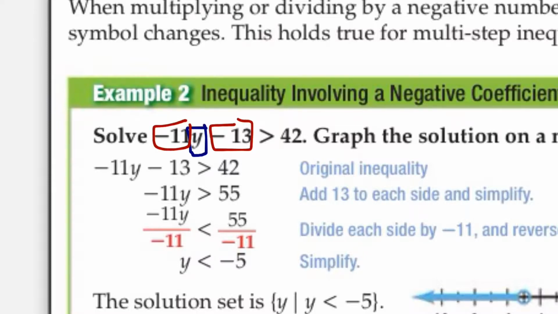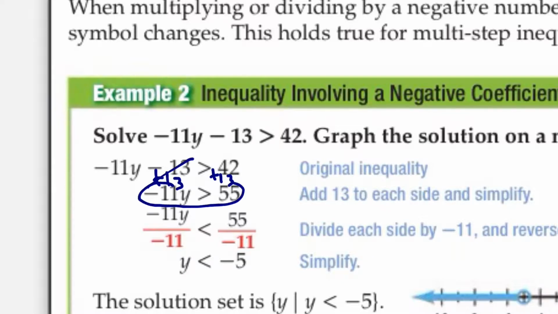Now, what I need to do is the opposite again. First step, if you notice what they did right here, is they added 13, right? Because I want to get y on one side, so I add 13. When they add 13, that cancels, and I'm left with negative 11y is greater than 55. How do I get rid of the negative 11? Well, I divide by negative 11.